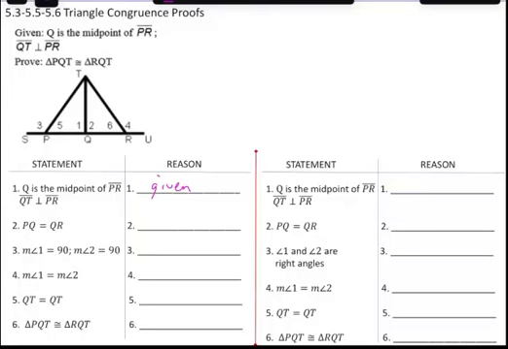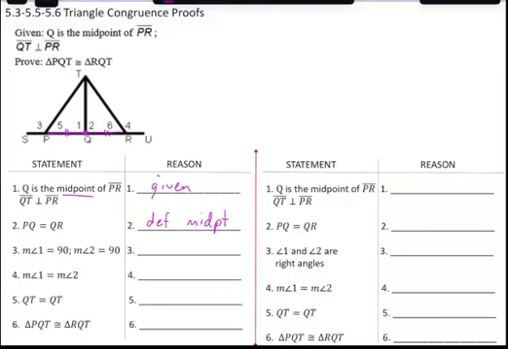So one, it says Q is the midpoint of PR. Let's look at that first. The fact that Q is the midpoint of PR means that it cuts that segment PR into two equal pieces. So PQ and QR have to be equal to each other. So that's the first relationship, and that's based on this word.